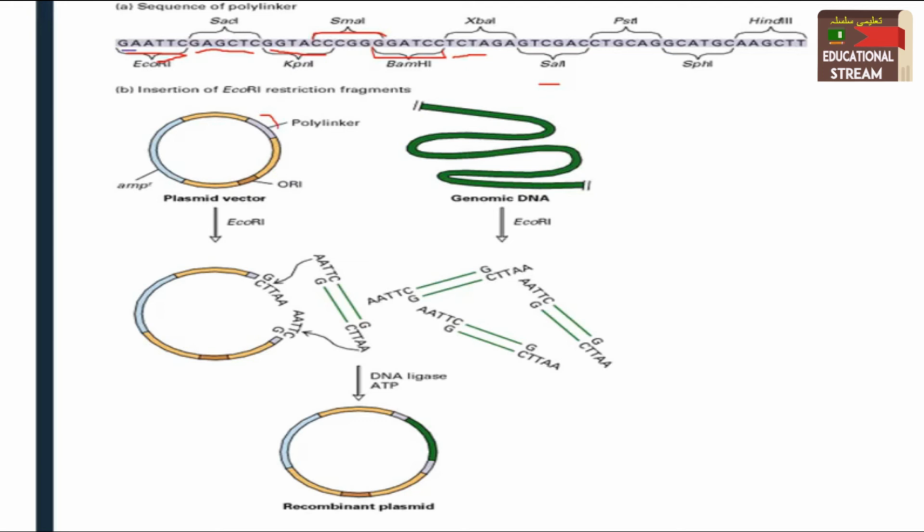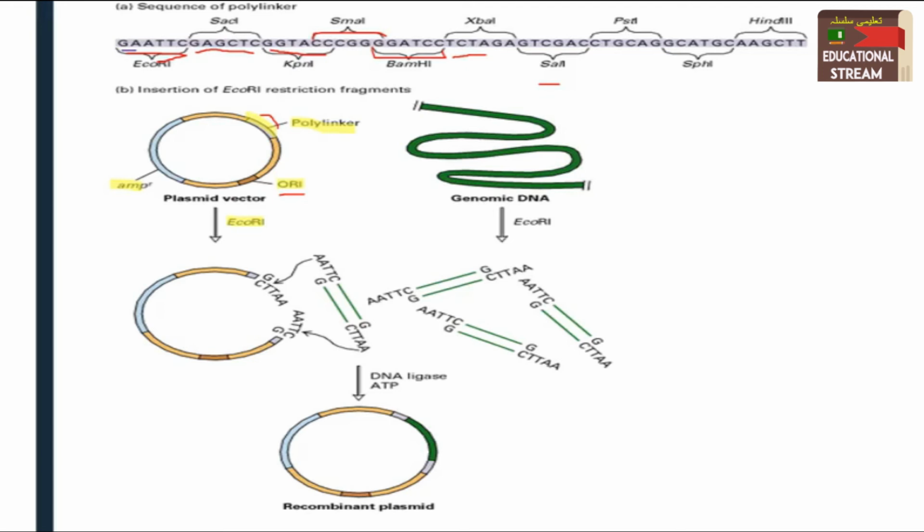This is the origin of replication, which is necessary for carrying out the replication of the vector. This is the ampicillin resistance gene, and this is the polylinker region where the gene of interest can be inserted. So if we treat it with the EcoR1 enzyme, it will make such a cut. Here you can see the formation of the sticky ends.